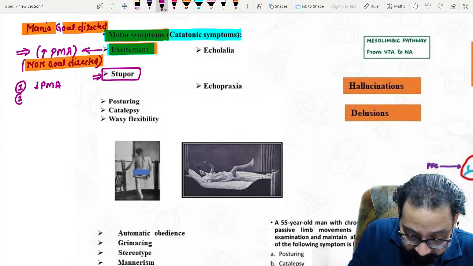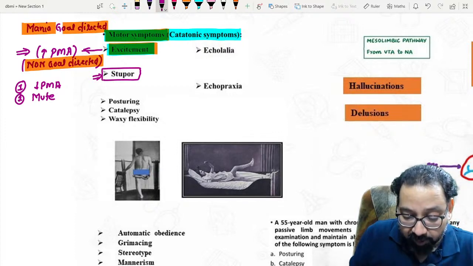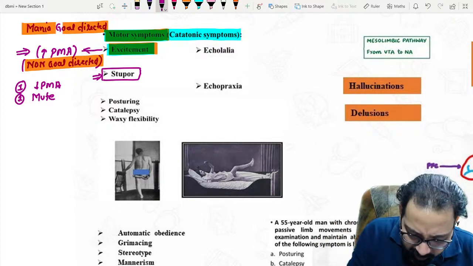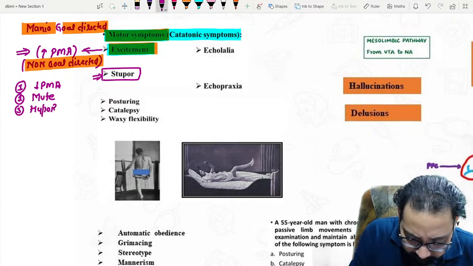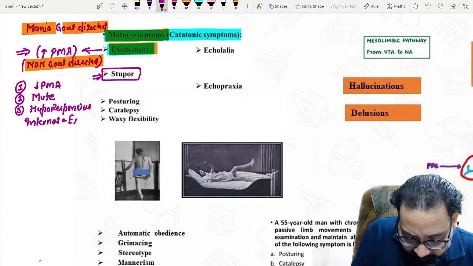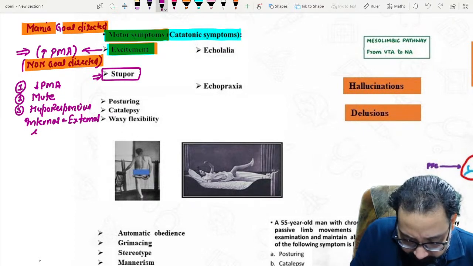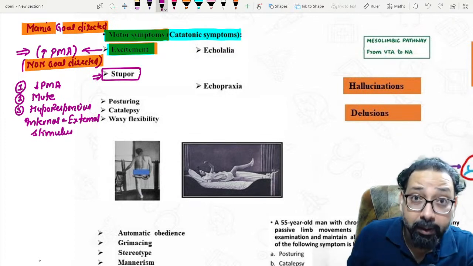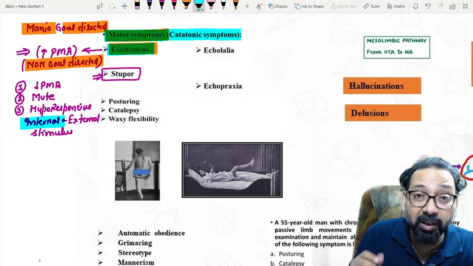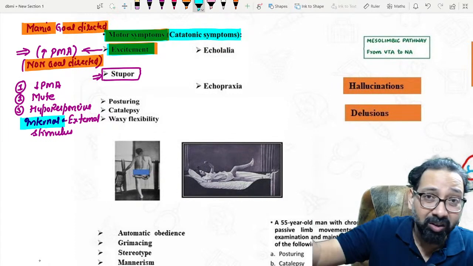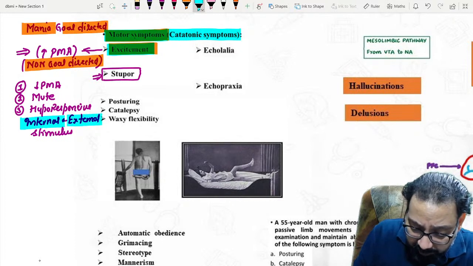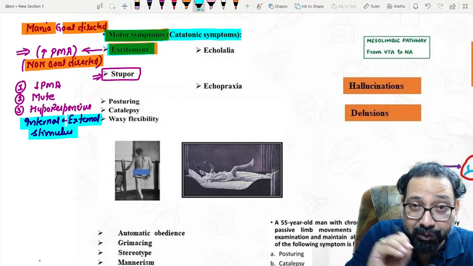One point. Second point, mutism. The stuporous patient is mute, not speaking at all, with no movement at all. Hyporesponsive to internal and external stimulus. What does it mean? Internal stimulus means if he is feeling thirsty, he will not move to take water. External stimulus means you are commanding him, you are saying something, and he would not respond.